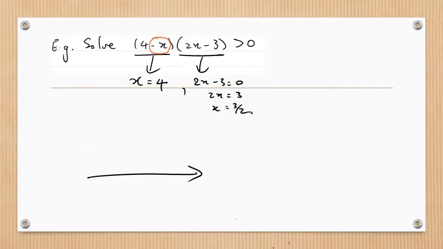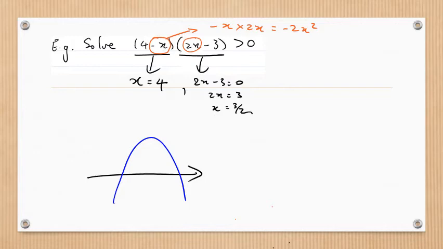You have a negative x times a 2x to give you that x squared term. So you have a negative x times 2x giving you negative 2x squared. You only have to check the x squared term to know if it's positive or negative, nothing else. So is this positive or negative? Negative, thank you.